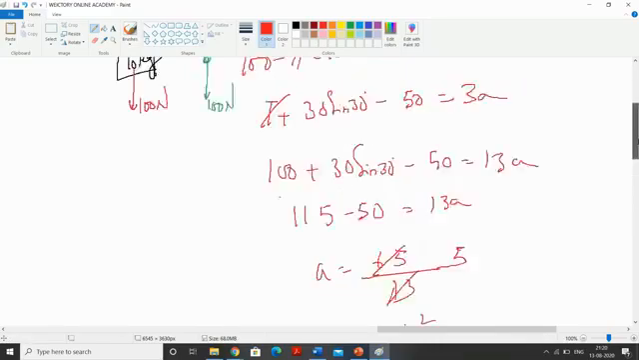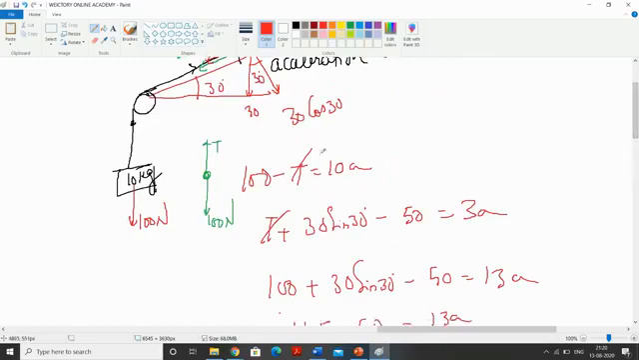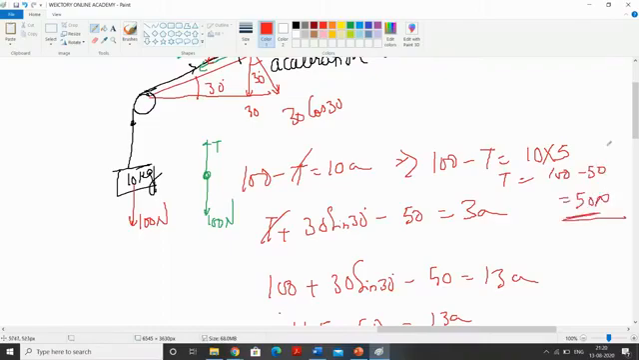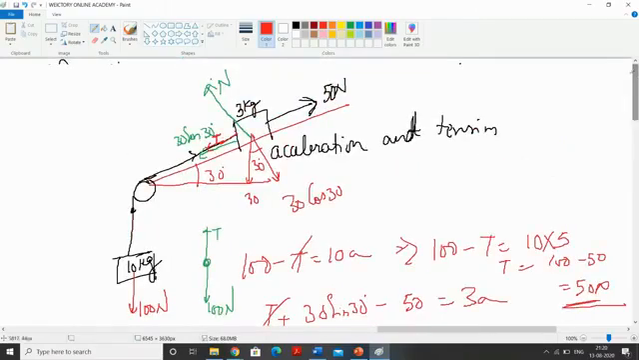And if acceleration is 5 meter per second square, you can substitute over here to get the value of T. So 100 minus T is equal to 10 into 5. This is 50, so T is 100 minus 50, which will give you 50 Newton. That's the answer. So it's very simple.